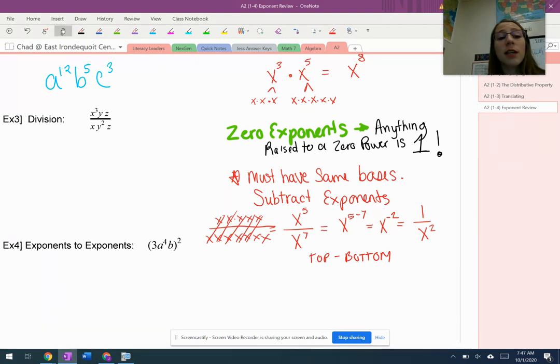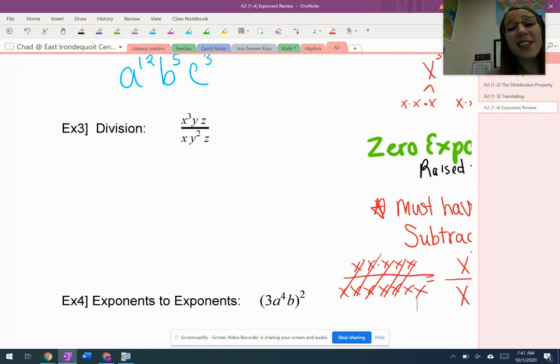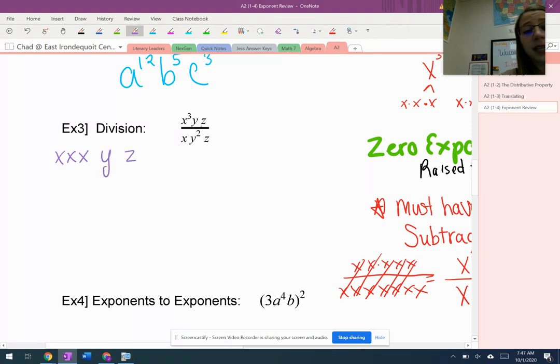So let's take a look at our example. And I'm going to do this one in the expansion terms because I just think it's so much easier to expand it. I'm going to use purple. So x cubed, that means I've got 3 x's on the top, 1 y, and 1 z, because neither z or y have a visible exponent. 1 x on the bottom, 2 y's, and 1 z again.